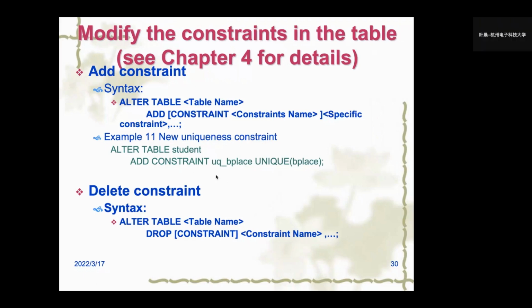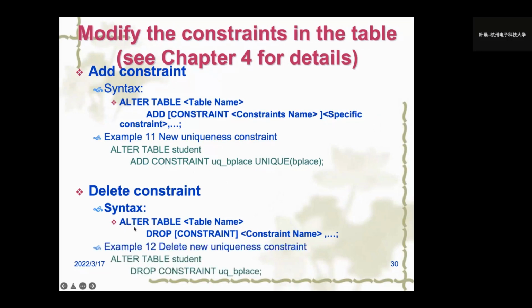And for the function of deleting a constraint, we can use similar operations. We use ALTER TABLE table name, and we need the information of the constraint which you want to drop, and we will use the constraint name here. So if you want to delete a uniqueness constraint, you can just give ALTER TABLE student DROP CONSTRAINT UQ_bplace, which we have defined here.